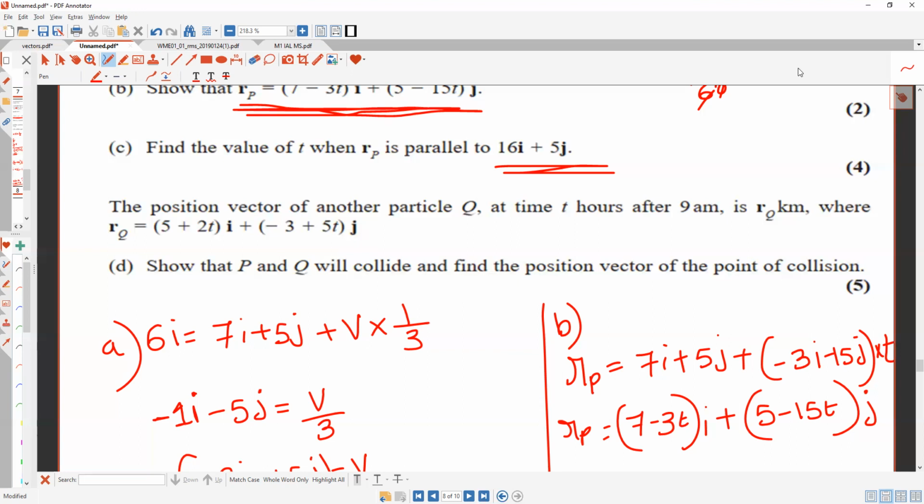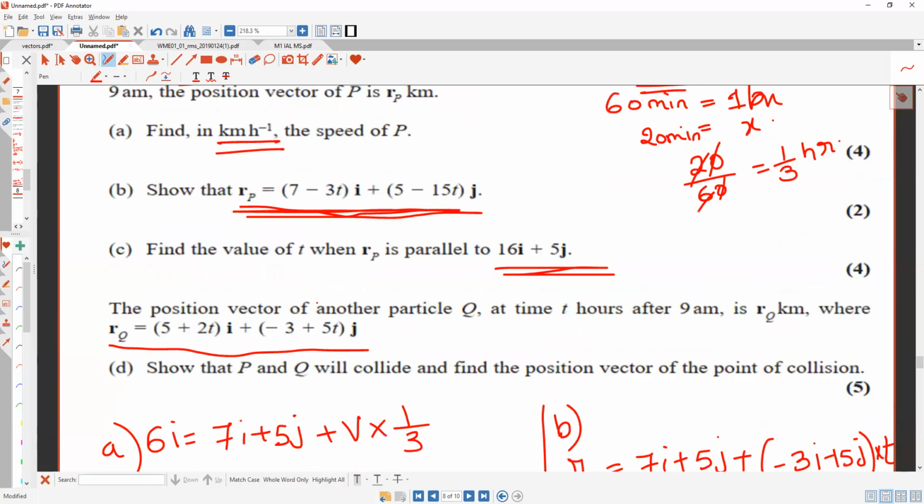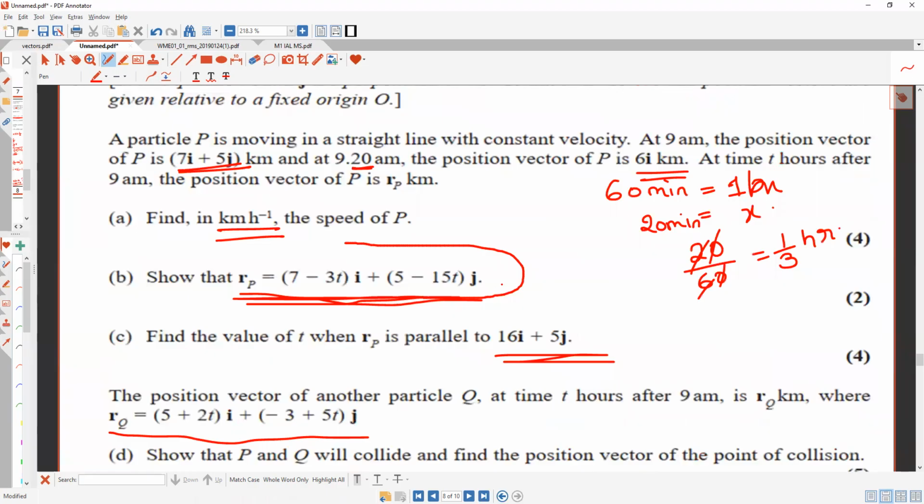If I can prove that at the same time they are at the same place, it's a proof that they both are colliding. So therefore, the position vector of Q will be equal to the position vector of P. They both will be equal to each other. So let me try.